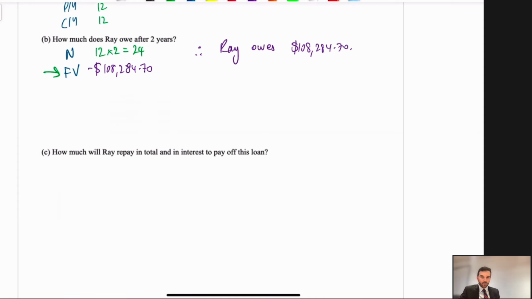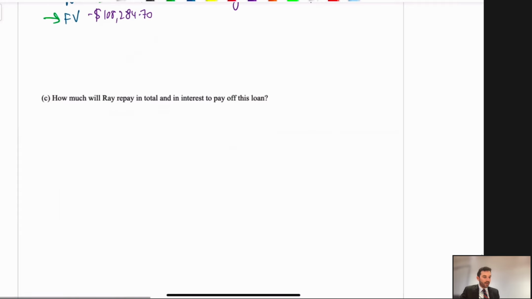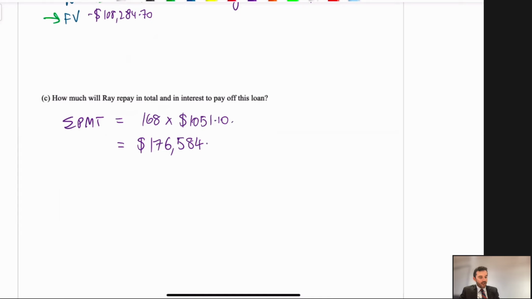C, how much will Ray repay in total and in interest to pay off this loan? Okay, now sum of payments, so this one here, what's his total payments? He does 168 payments, and what is each payment? It's 1051.10. Okay, now if we put that into our calculator, you'll find that he spends $176,584.80. Okay, so this is his total payment.